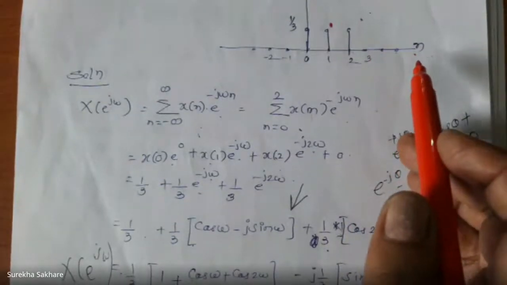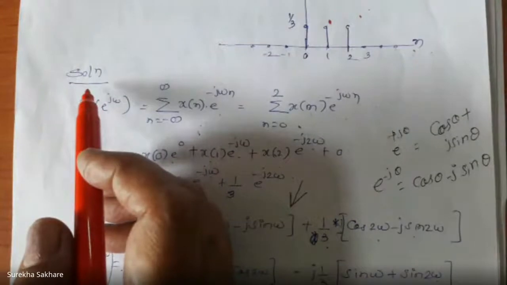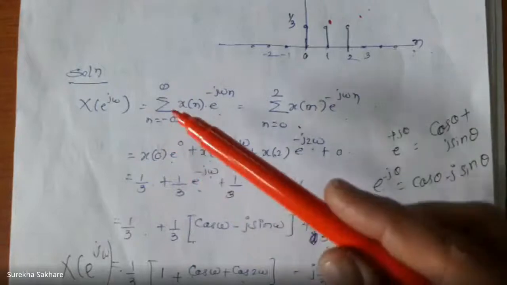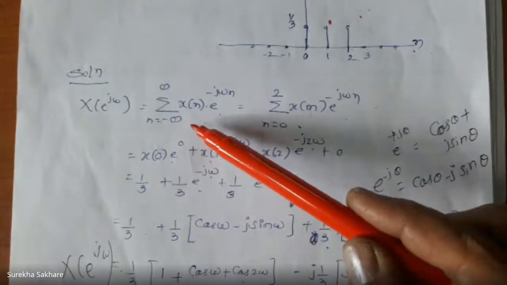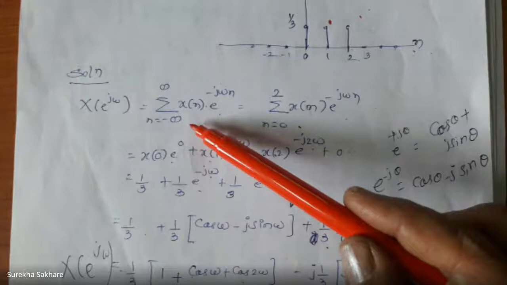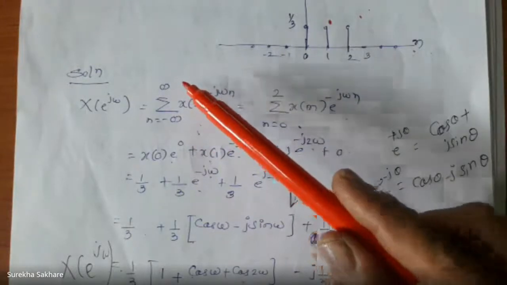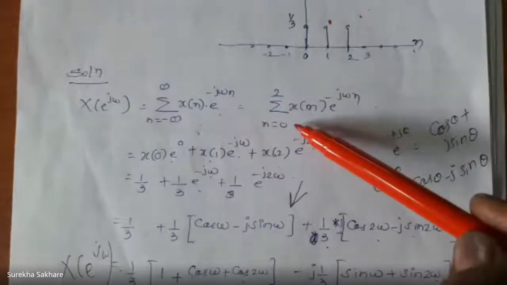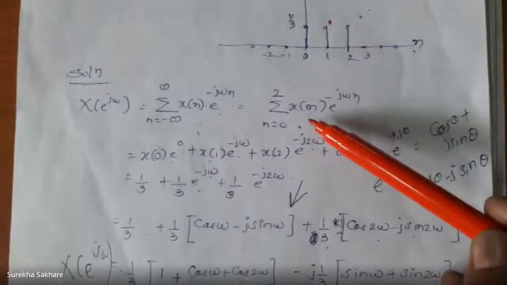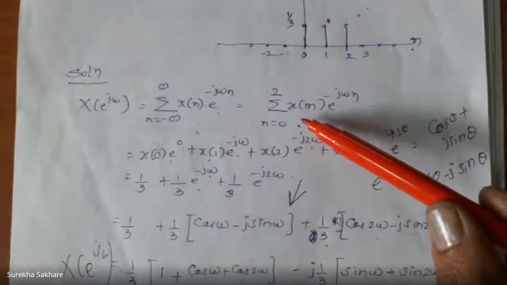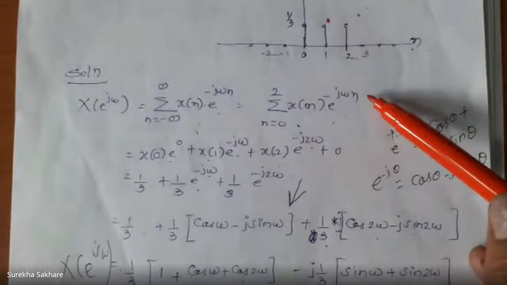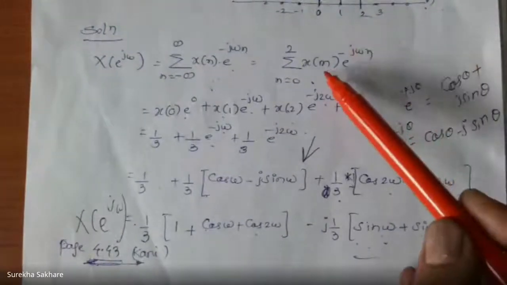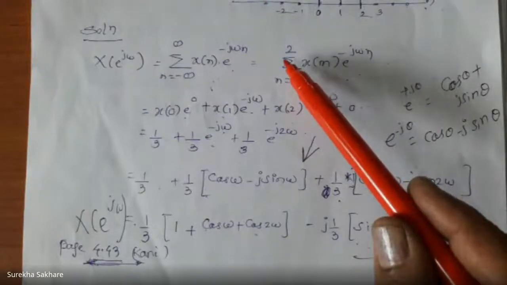Now we have solved this x of e raised to j omega, right? We have solved e raised to j omega with the formula, summation n equal to minus infinity to infinity x of n e raised to minus j omega n, and we had samples from 0 to 2. I'm rewinding whatever we had done till this day. x of n e raised to minus j omega n. Okay. Then from 0 to 2 only we are having the samples, is it not? So we don't worry about minus infinity to infinity samples.